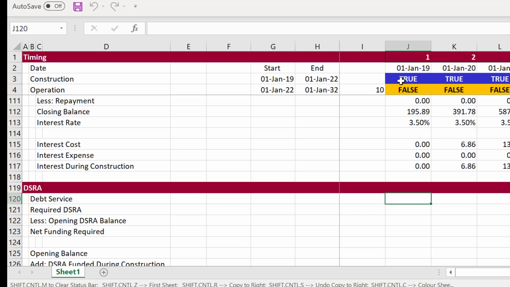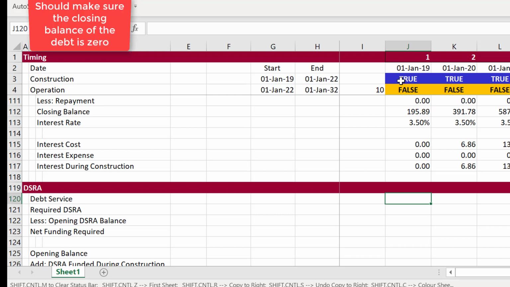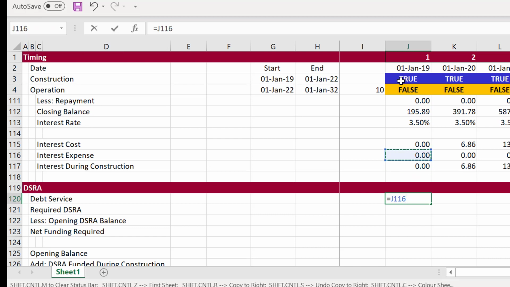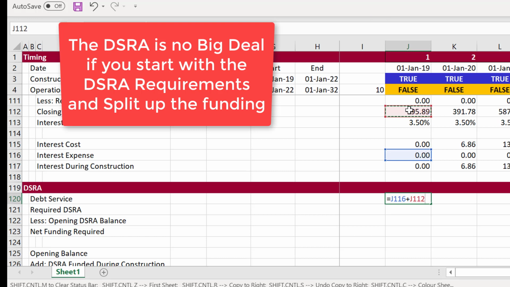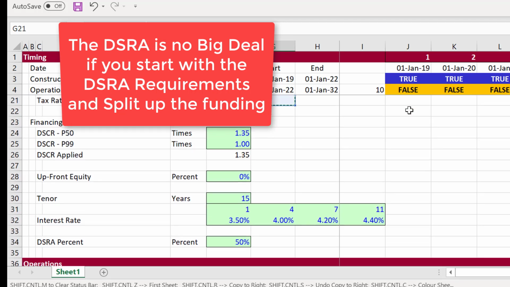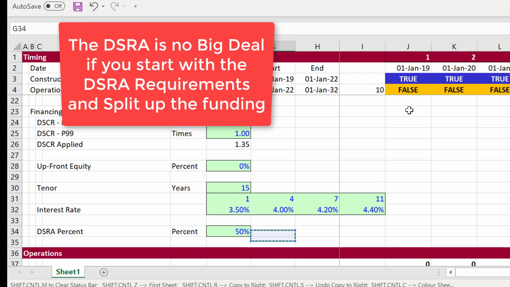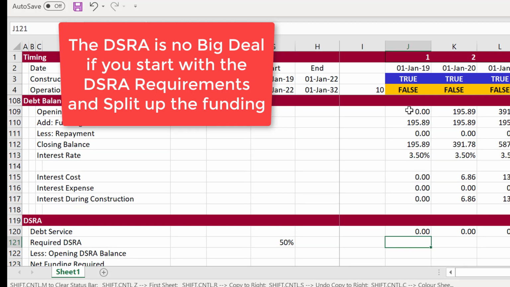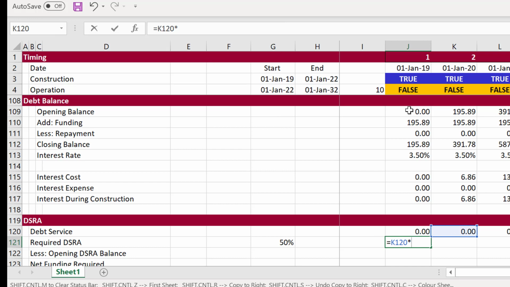Now once we have the debt balance, we can go and get the DSRA. We better first compute the sum of the repayment and the interest as the debt service. And we can put in our required DSRA, which is our little 50%, if you remembered that one. Then we take the next period's debt service multiplied by that.